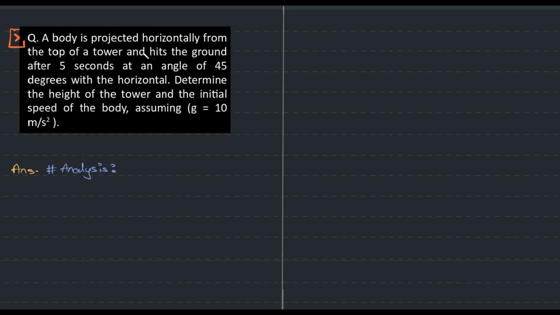A body is projected horizontally from the top of a tower and hits the ground after 5 seconds at an angle of 45 degrees with the horizontal. Determine the height of the tower and the initial speed, assuming g as 10.